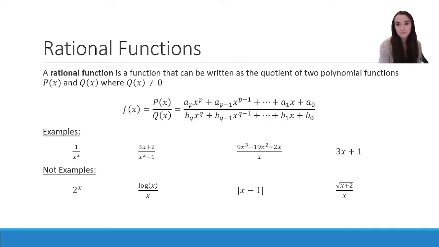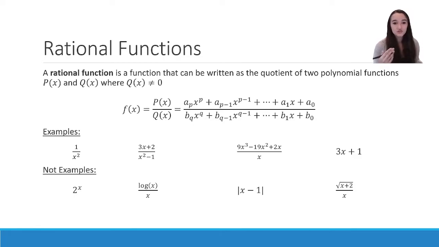That's an exponential function, which we'll be learning about a lot in the next unit, but it's not a rational function. Log of x over x, again, that's next unit stuff. Definitely not a rational function, even though there is an x. There is division. It's not a rational function. The absolute value of x minus 1, or even the absolute value of x minus 1 over x, doesn't matter. Absolute value breaks it from being a rational function. Square root of x plus 2 over x, not a rational function. Square root can't be part of a polynomial.